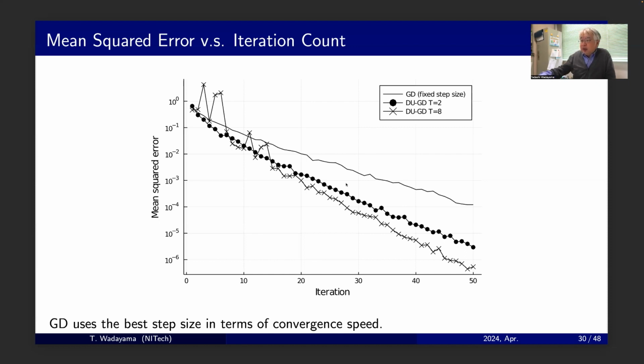For example, at iteration 50, the original GD reaches an MSE of 10 to the minus 3, but the DUGD, the accelerated gradient descent, achieved two orders of magnitude better results. For example, DUGD achieves an MSE of 10 to the minus 6 at 50 iterations. So the speed of convergence is very different.